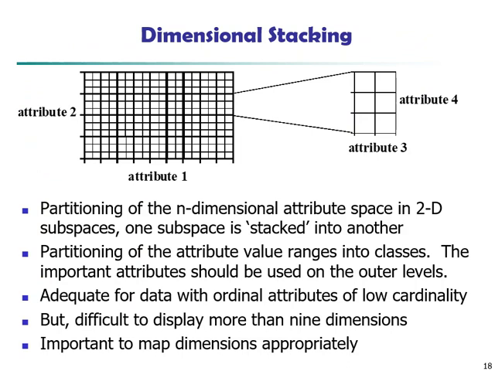So one idea is dimensional stacking. When we have multidimensional data, it's harder to visualize. The dimensional stacking idea is to try to depict information that involves more than two dimensions in a two-dimensional space. The idea is to partition the data. First, at the first level, we use the first two attributes.